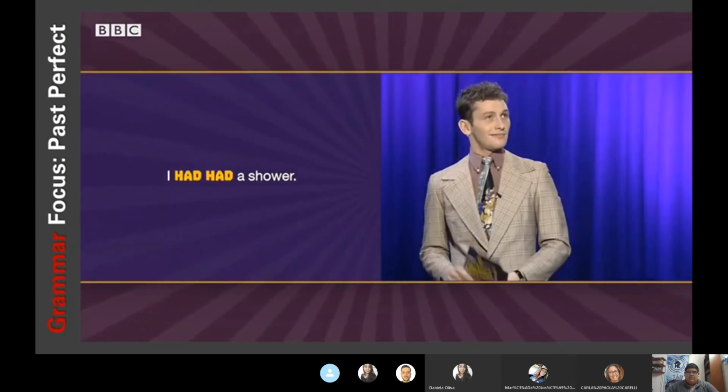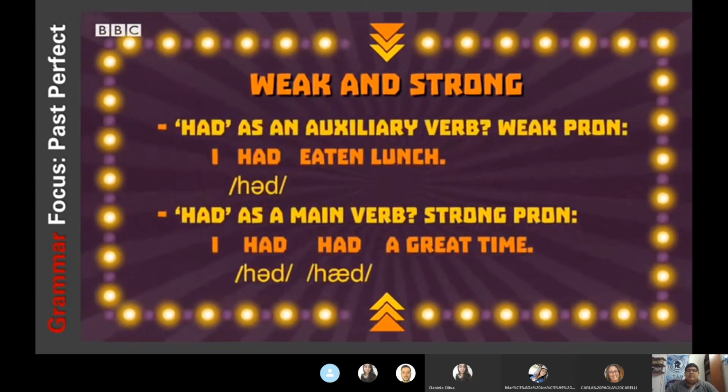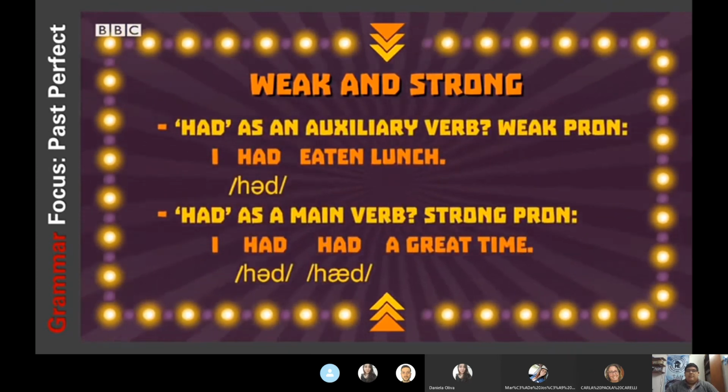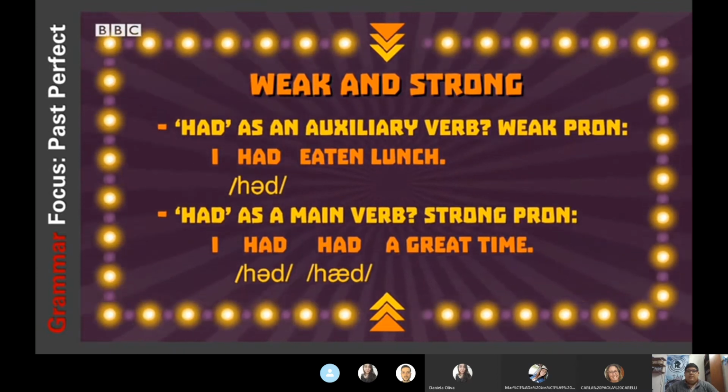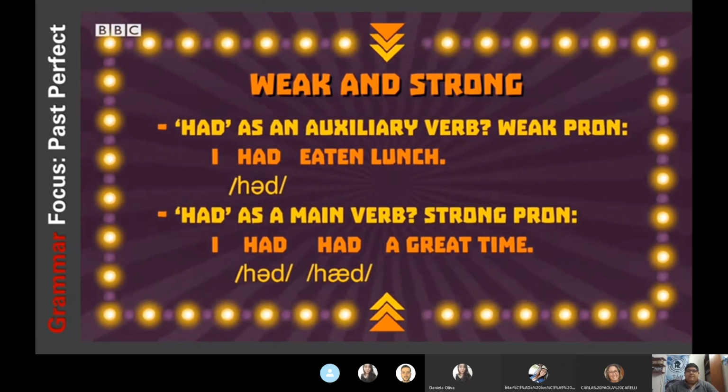Well done. Leslie? When had is pronounced as an auxiliary verb, it takes its weak form. If the main verb is also had, we pronounce the first one weak and the second one strong. I had a great time. 15 points for Levington.